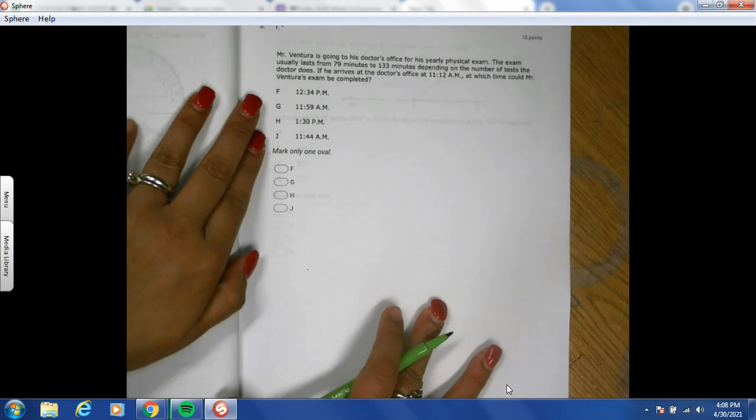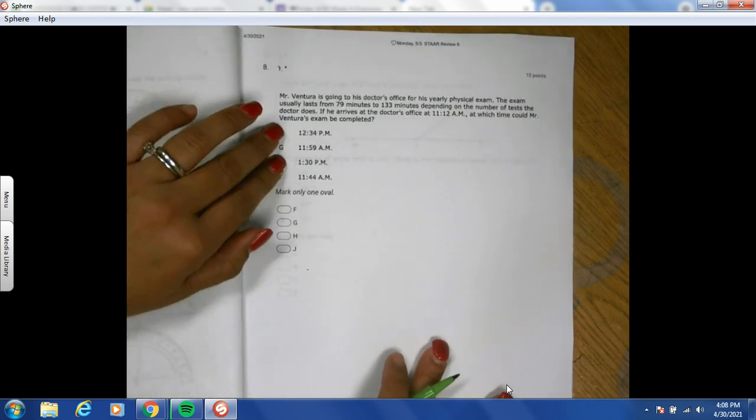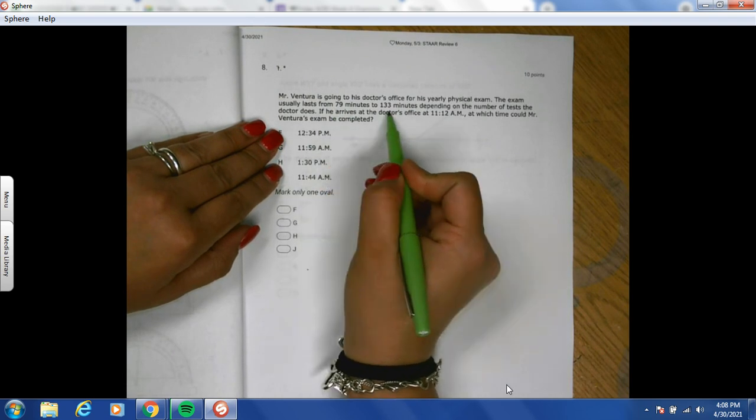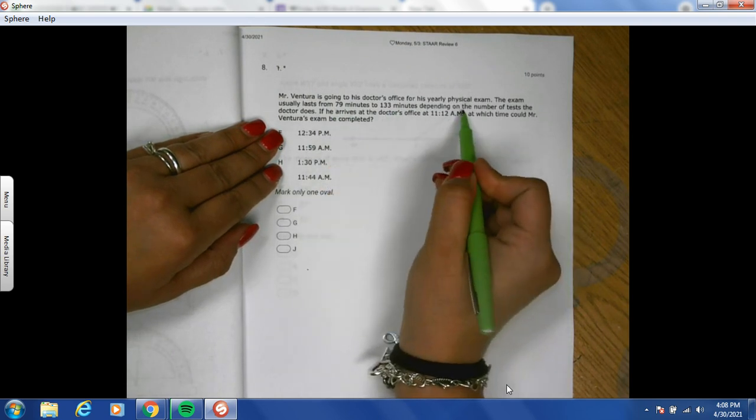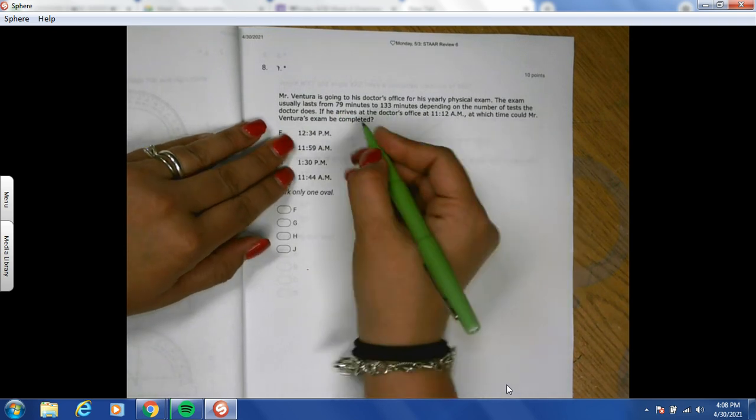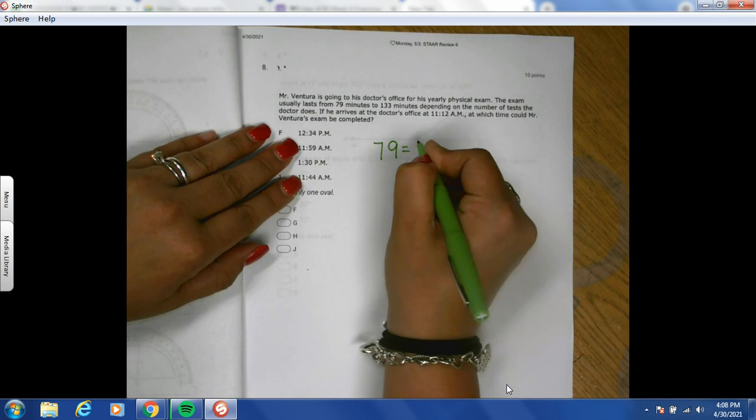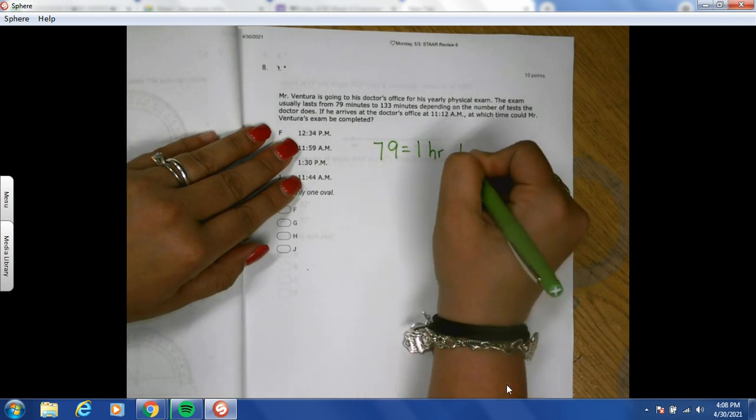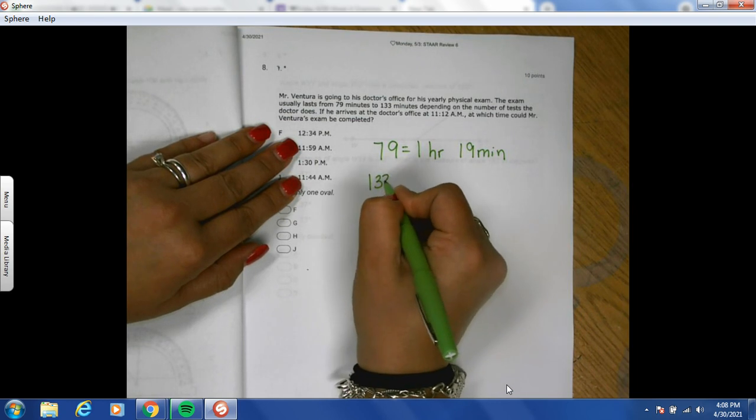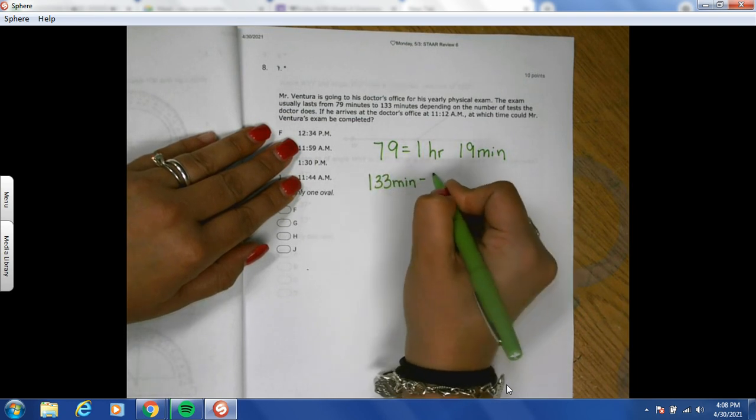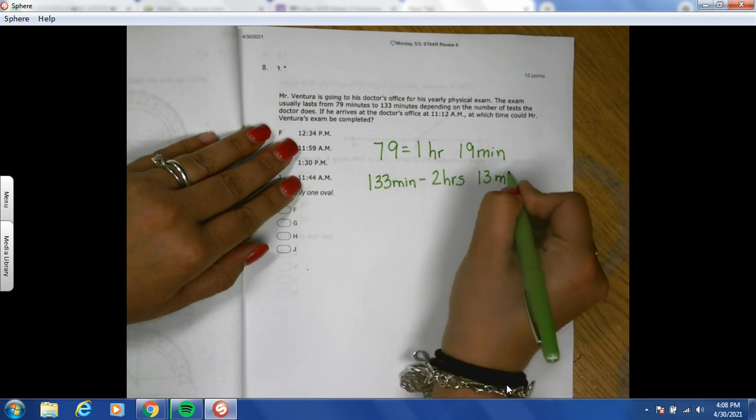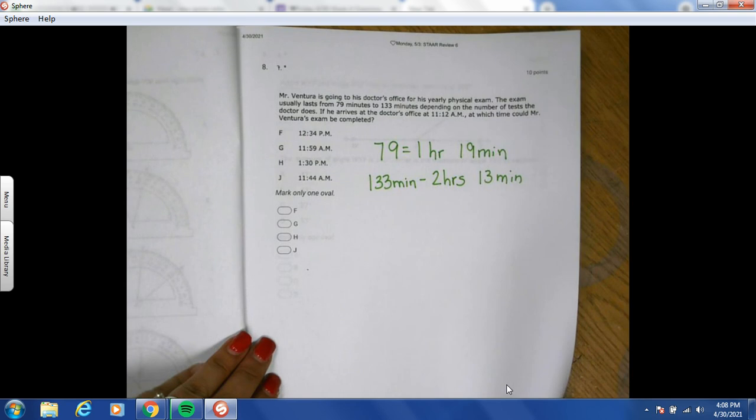The next one is time intervals. This is one that we had about 2 weeks on that Friday assignment. It takes at least 79 minutes to 133 minutes. And if he's in the office at 11:12 and we had 79 minutes to 133 minutes. So the 79 minutes is 1 hour and 19 minutes. And the 133 minutes are 2 hours and 13 minutes. So you're going to have to look for the possible time.